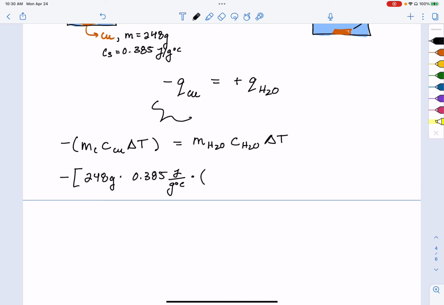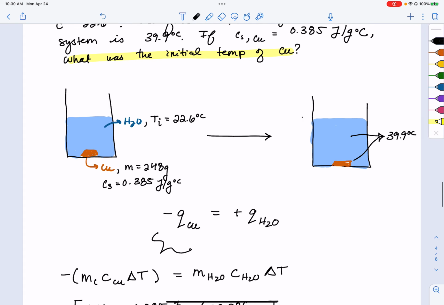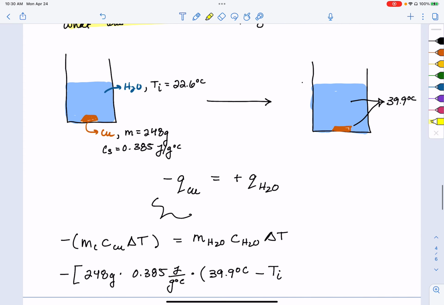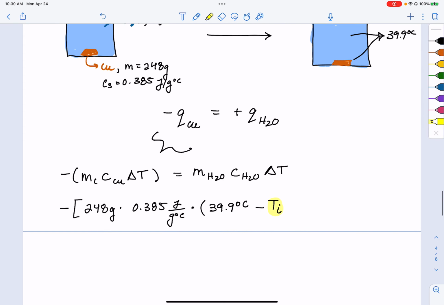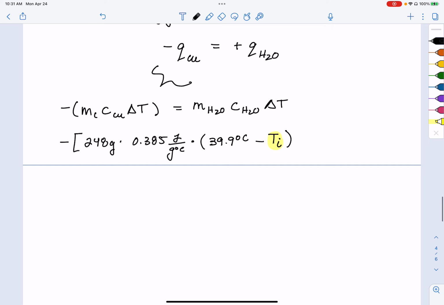So we know that once the copper has fully cooled, it's reached this thermal equilibrium with the water, which is 39.9 degrees Celsius, minus whatever its initial temperature was, because this is what we're trying to solve for. This is the unknown. All right, so this is the amount of heat lost, or heat released, by the copper.